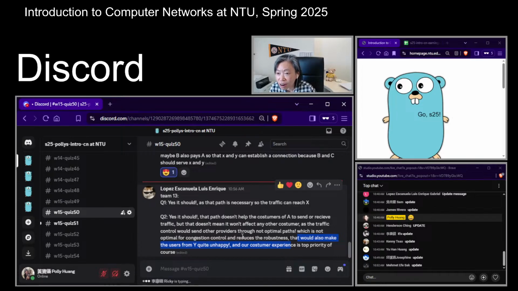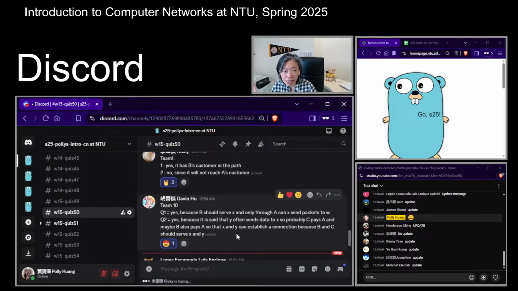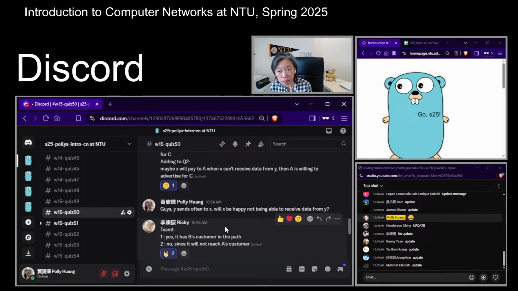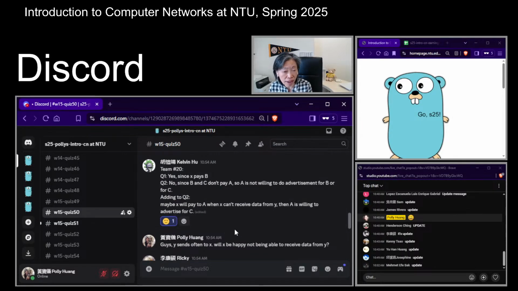Good. All right, so Team 13, very good, very interesting perspective. The reason is slightly different, right? And Team 10 here is saying that maybe C can pay A. And Polly has proposed maybe B can pay A. Good. So should or should not, it depends on your perspective. Those who say no, obviously, makes sense because that's what the video said previously.